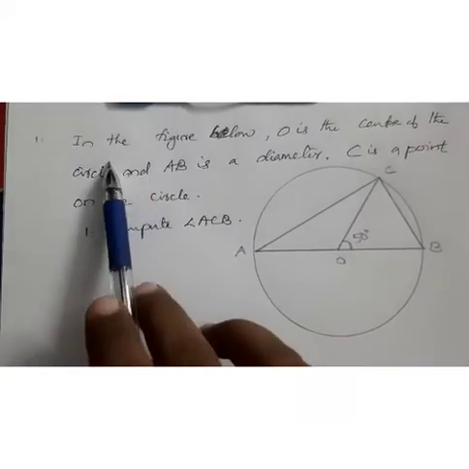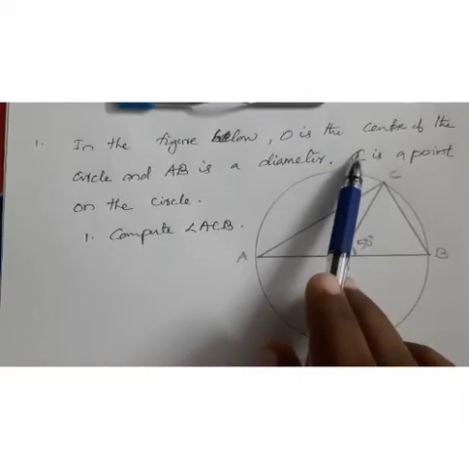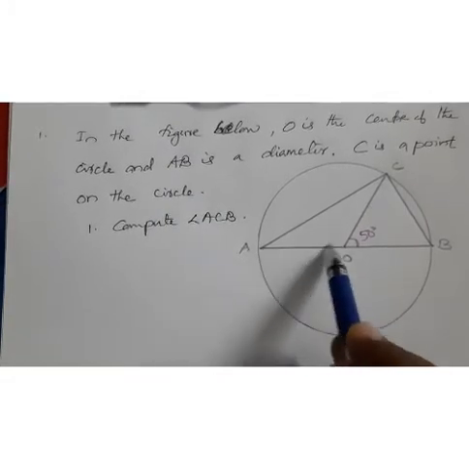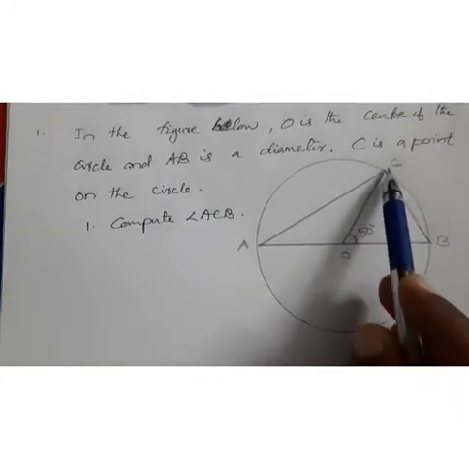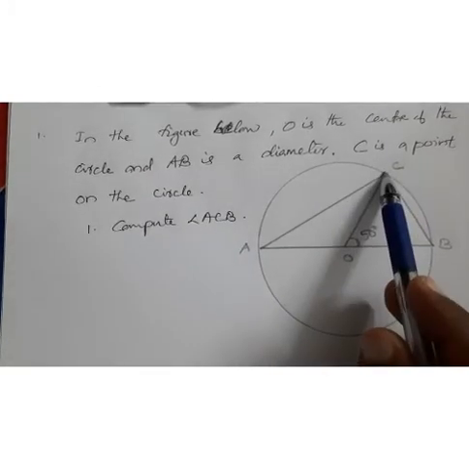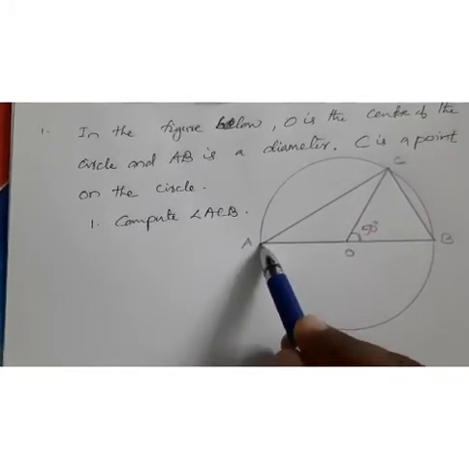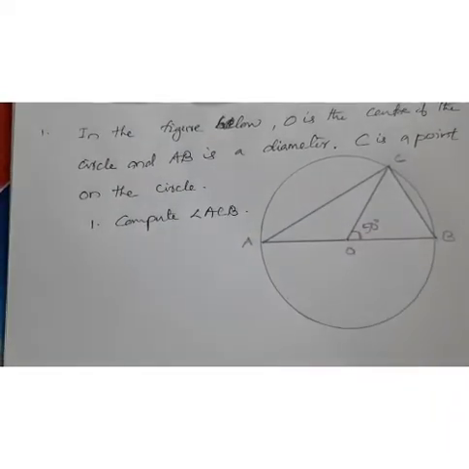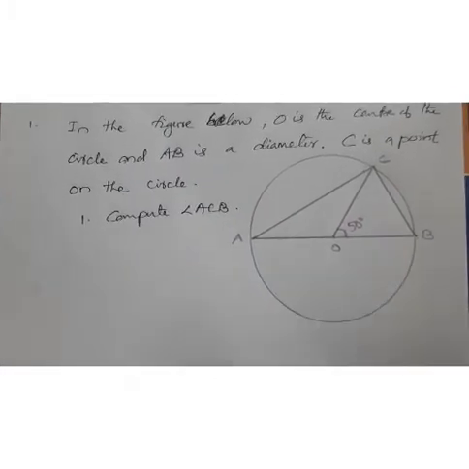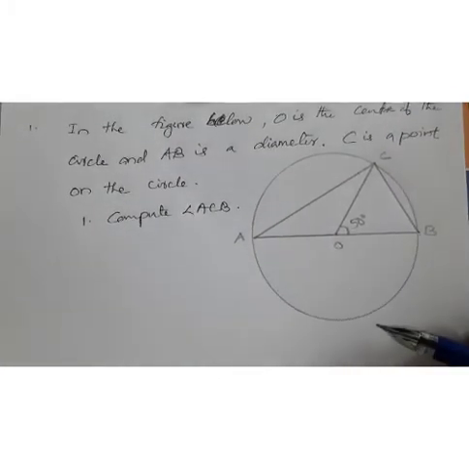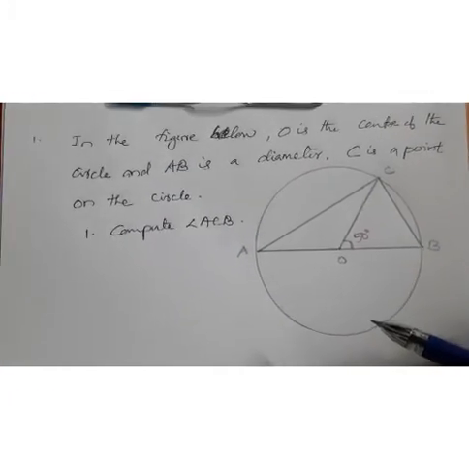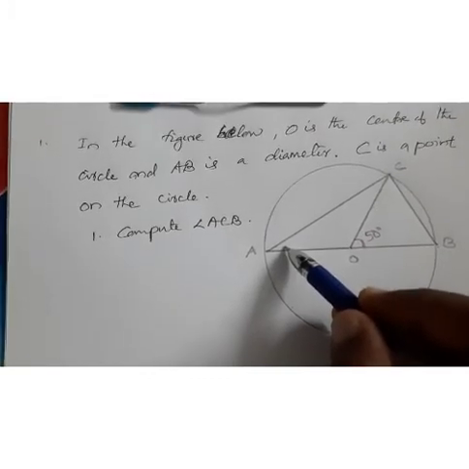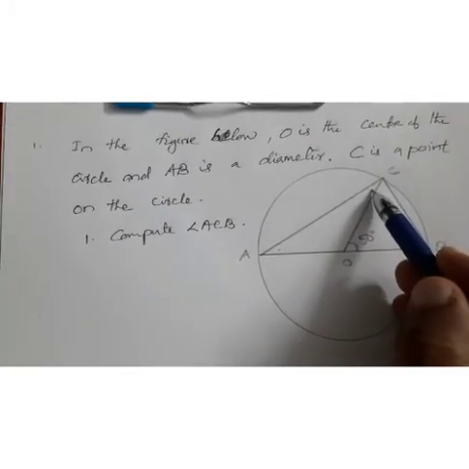See the question in the figure below. O is the center of the circle. O is the center and AB is the diameter. C is a point on the circle. Compute ACB. This angle you have to find out. As we did in the previous question, if this angle is 50, what about here? It is 25, and here also 25.